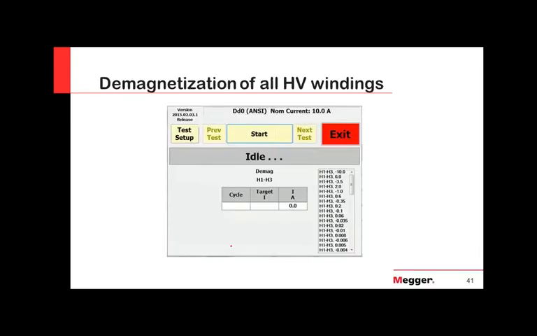Let's look for a second at the process itself. So when we decide to demagnetize, we're going to look at all windings. So this is a typical procedure. We're not looking now at demagnetizing only the central phase. We're looking now at running the process of demagnetization on all the phases of the high voltage side of the transformer.